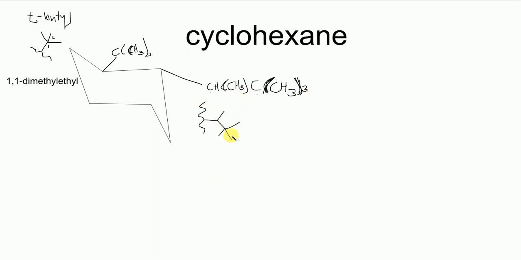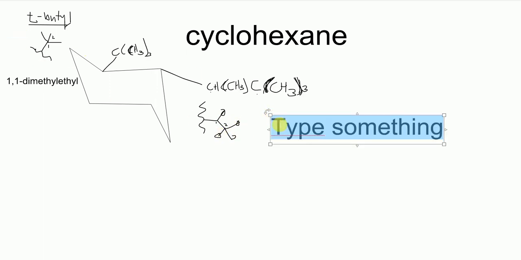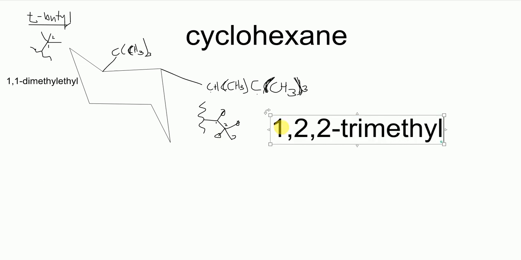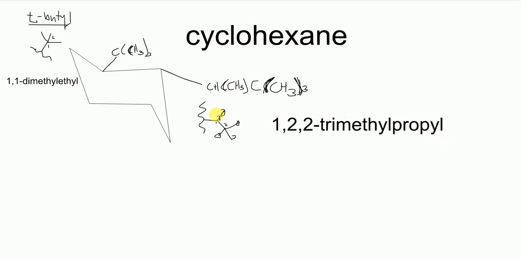We don't have an easy way to name this using the nice fancy methods, so we have to name it using the substituent on a substituent method. I start by finding the longest chain in the substituent, which is 3 carbons. On this I have a methyl group right here, a methyl group right here, and a methyl group right here. So the name for this is going to be 1,2,2-trimethylpropyl. Me eat peanut butter, so trimethylpropyl. Okay, so that's this one.